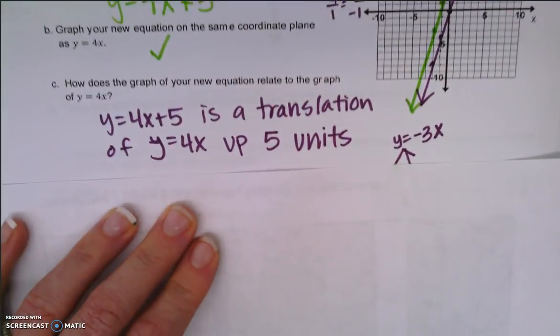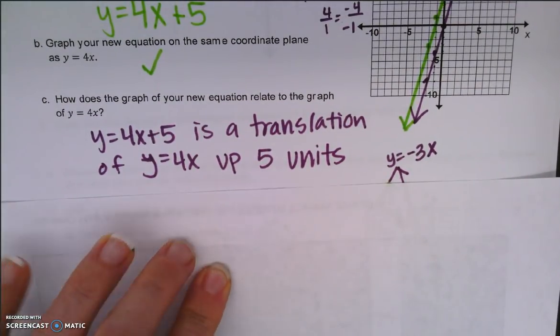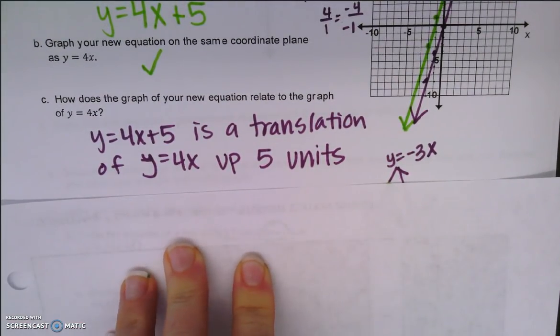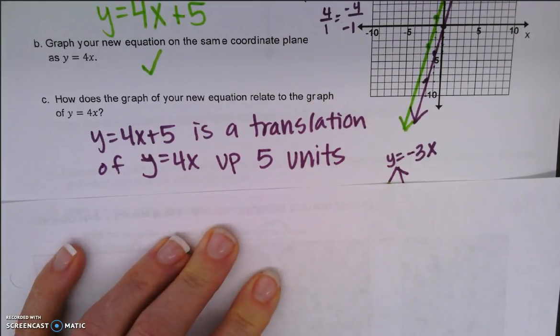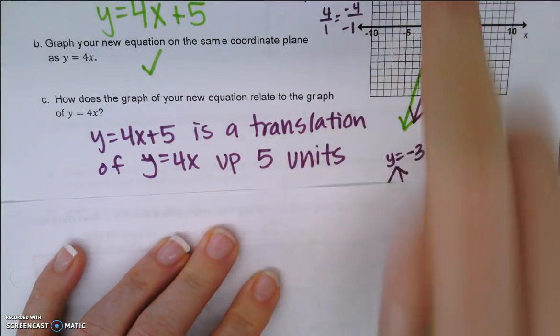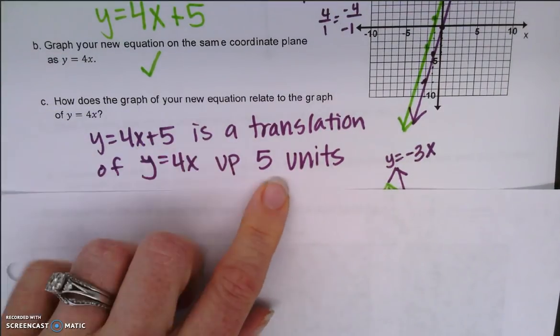How do the graphs relate? y equals 4x plus 5 is a translation of y equals 4x, up 5 units. And don't forget, they're increasing lines, which means they're going up from left to right.